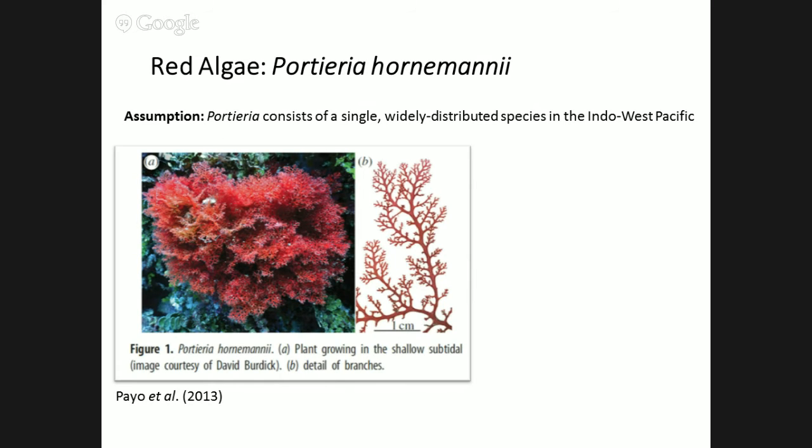I wanted to talk a little bit about Portieria hornemanii. This is a common species here in the Hawaiian Islands, and as it turns out, it's pretty broadly distributed in other regions as well. The assumption, up until very recently, has been that Portieria consists of a single, widely distributed species in the Indo-West Pacific. There's only one name that people apply to collections that look like this, hornemanii.